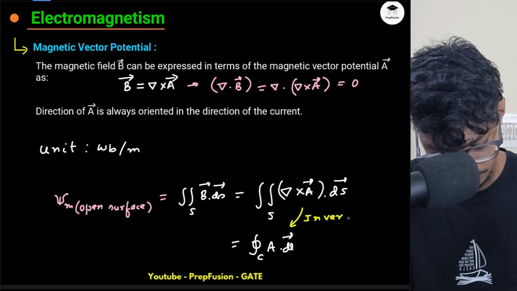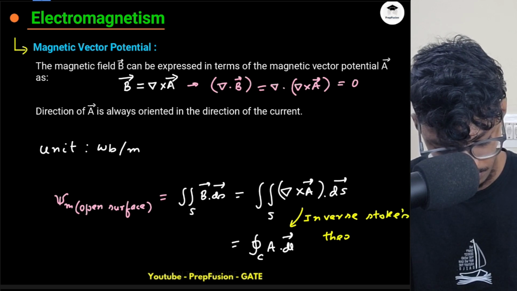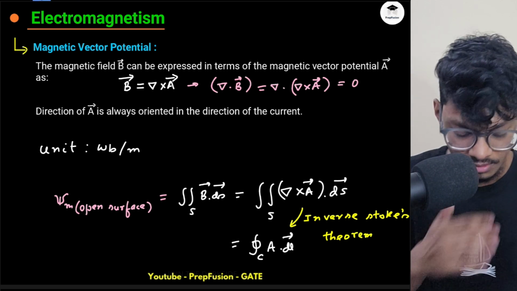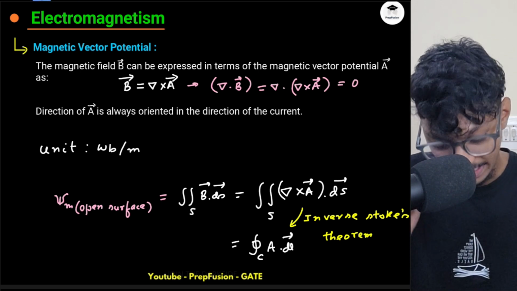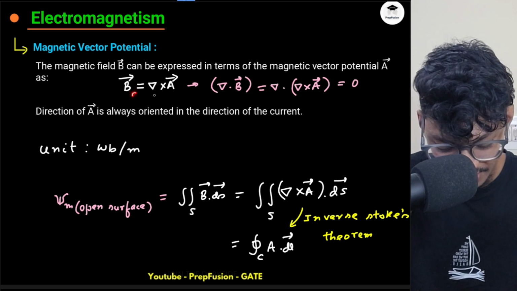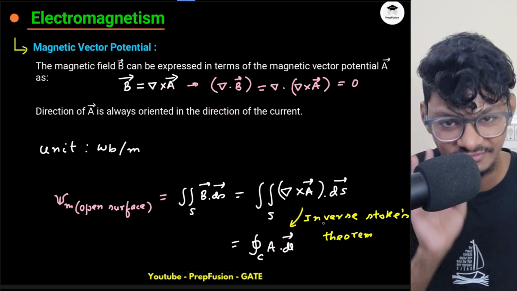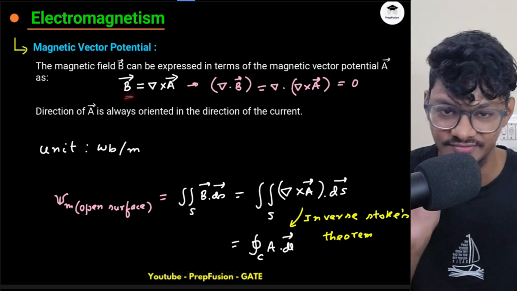Inverse Stokes theorem. That's why I wrote my magnetic field as del cross A, just to apply the inverse Stokes theorem. I have written my magnetic field in terms of del cross A.